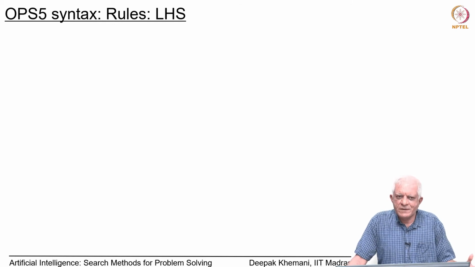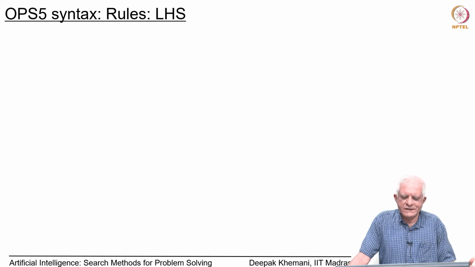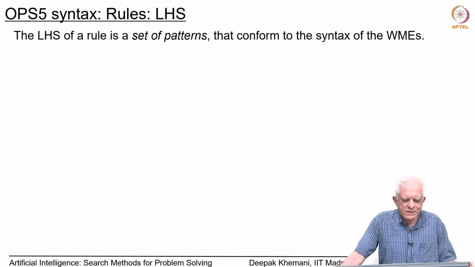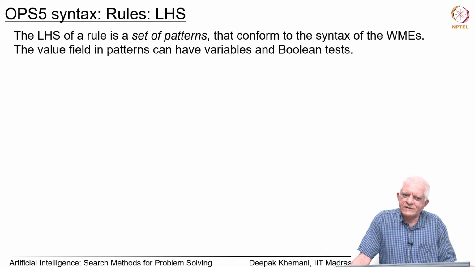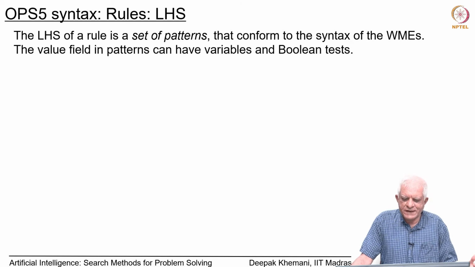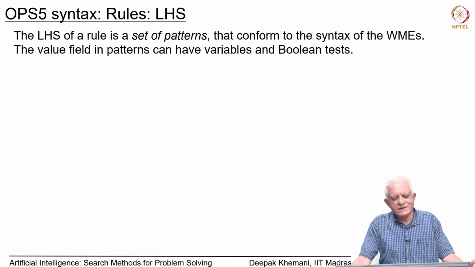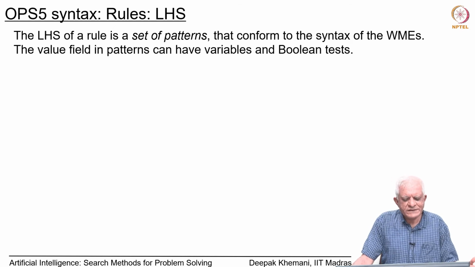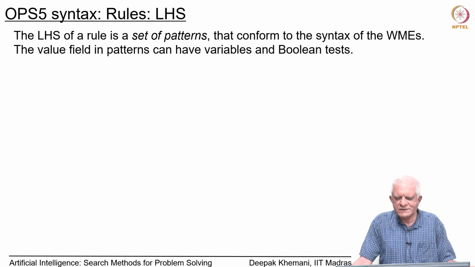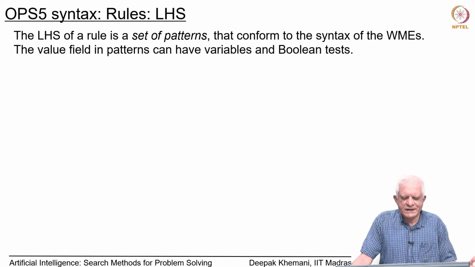So, we have seen working memory elements and we have seen working memory. Now, let us look at rules essentially. We said that a rule has the following components: it has a name, it has a left hand side and it has a right hand side essentially. So, let us look at the left hand side to begin with. The left hand side of a rule is a set of patterns that conform to the syntax of the working memory elements, because eventually they are going to match working memory elements.